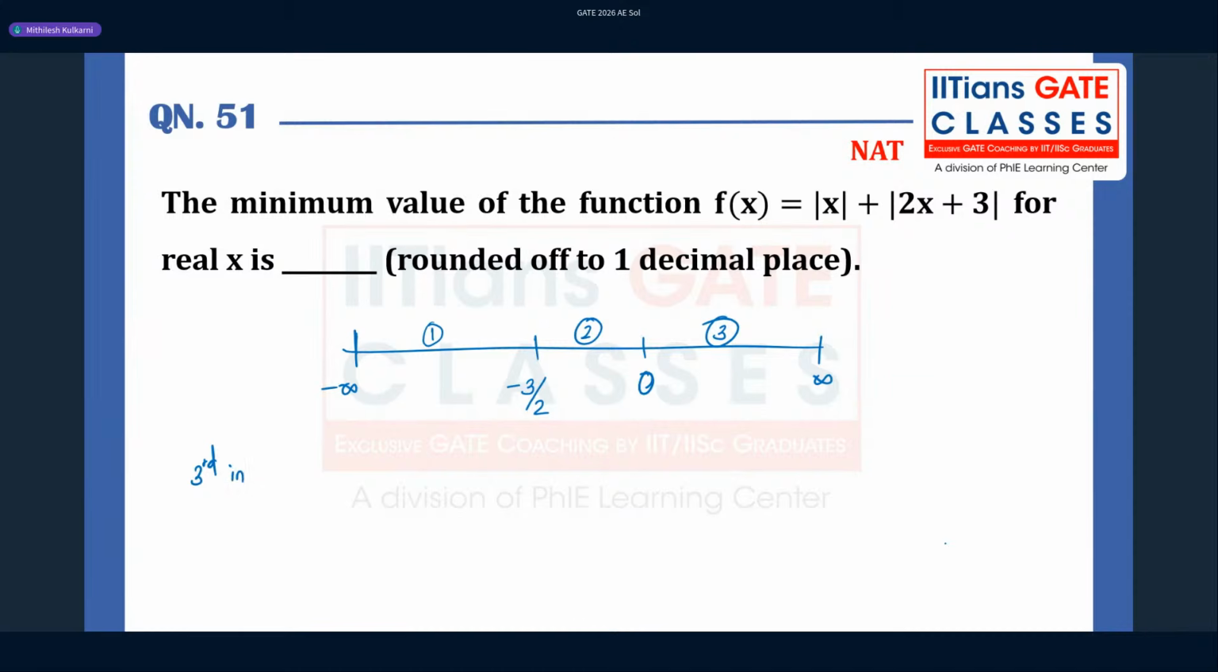Third interval. It's quite simple. In this case, how can you write your function? It will be x plus 2x plus 3, correct? You can consider any value of x in this case. Let's say beyond 0, x is positive, so you can consider 1, 2, 3. As you increase the value of x, what will happen?